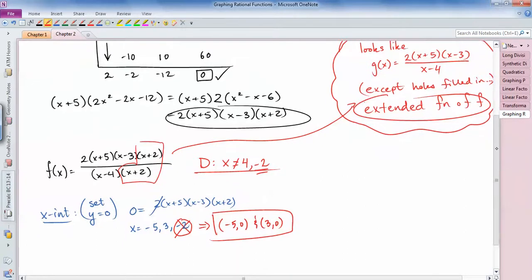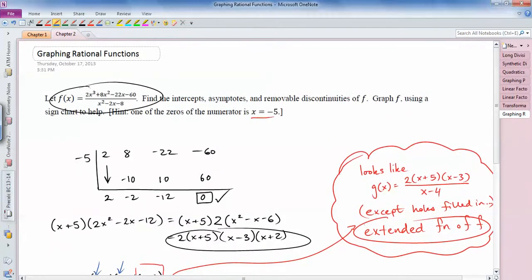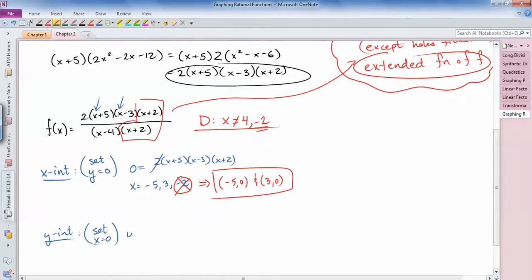Okay, the y-intercept. That would be setting x equal to 0. You could set x equal to 0 in the factored form here, but I think it's easier to go back to the original and set x equal to 0 up here, because this disappears, that disappears, and you're left with negative 60 over negative 8. So if x is 0, y equals negative 60 over negative 8, which turns out to be 7.5. So I have a y-intercept at (0, 7.5).